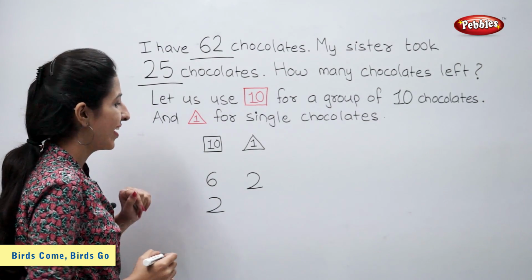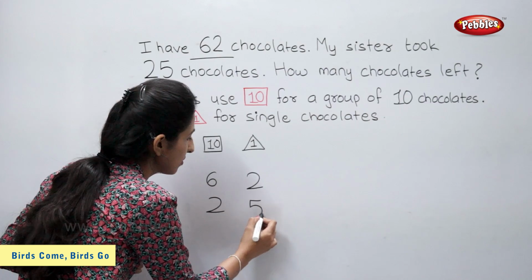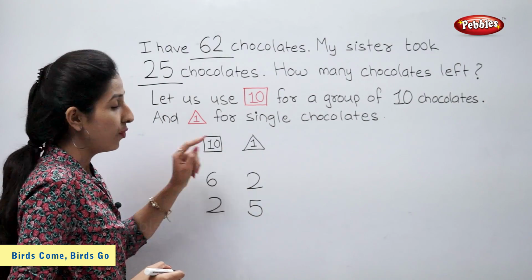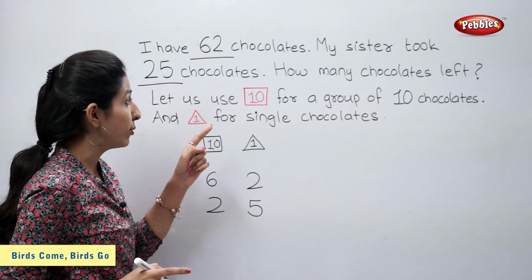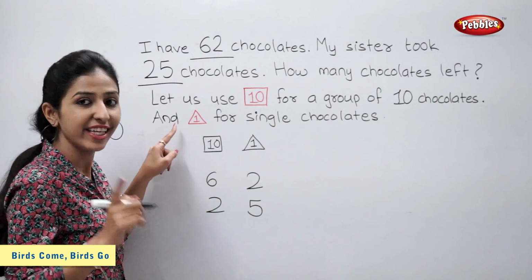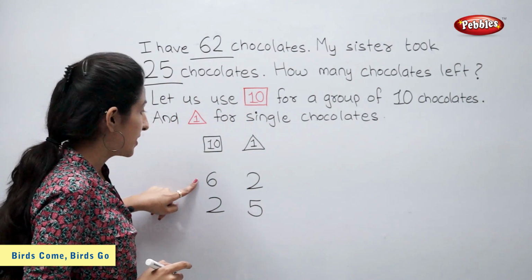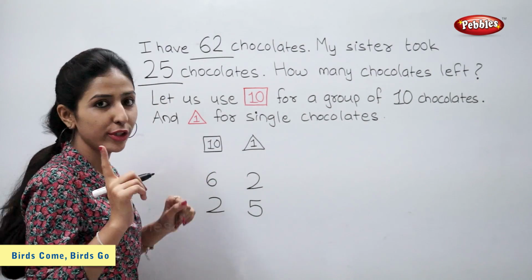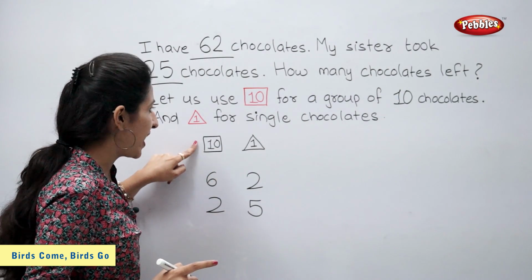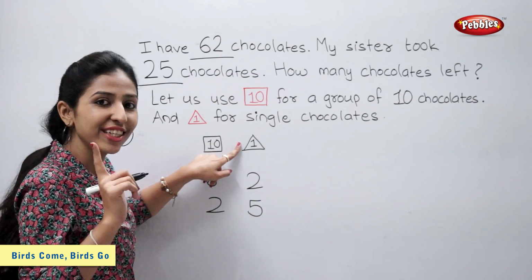2 tens, 5 ones. Students, let us write these numbers using squares and triangles. 62, 6 tens, 2 ones. So, 6 squares, 2 triangles.